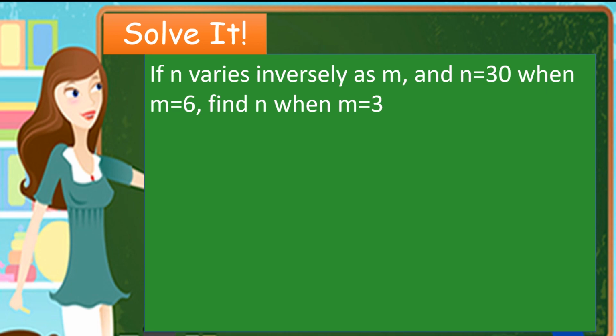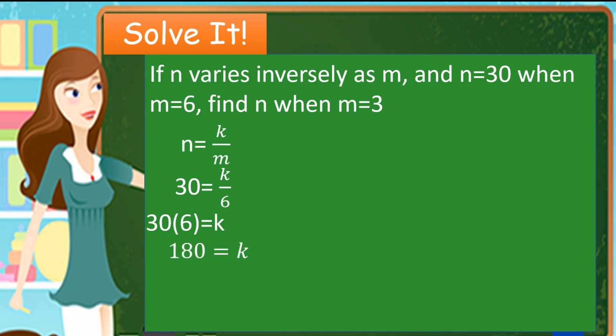So, ang una natin gagawin ay syempre, kuhanin natin yung statement, yung equation sa statement. We have n varies inversely as m. So, n is equal to k over m. Then, substitute the values dun sa una nating nabanggit. So, n is 30 and m is 6. So, 30 is equal to k over 6. So, multiply lang natin. We have 30 times 6 is equal to k. Then, the answer is 180.